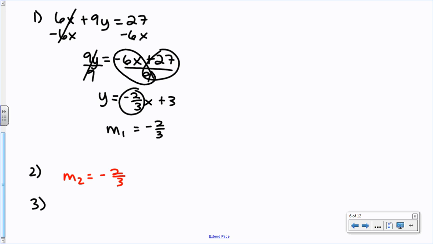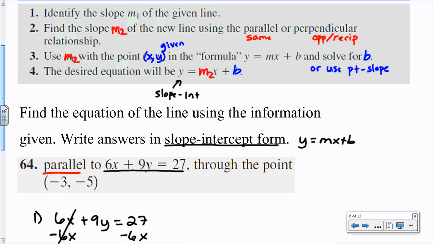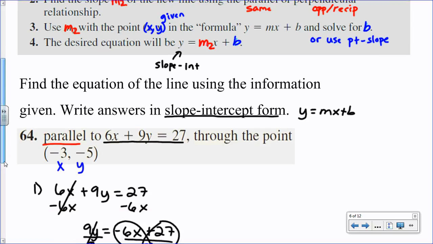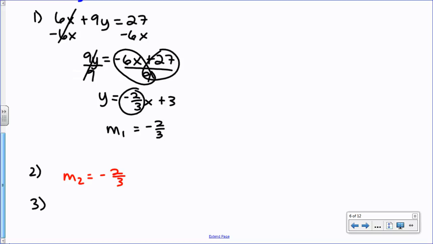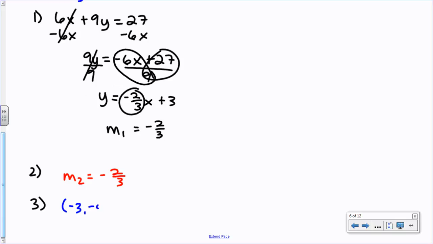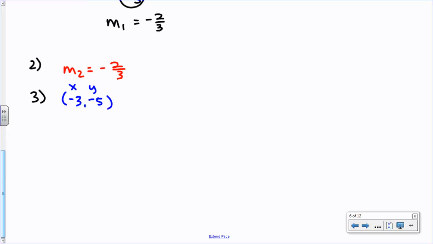Step 3, use M2 with the point x, y. Here's my given point, here's my x, y, and the formula y equals mx plus b, and solve for b. My given point was negative 3, negative 5. And then this is my m.